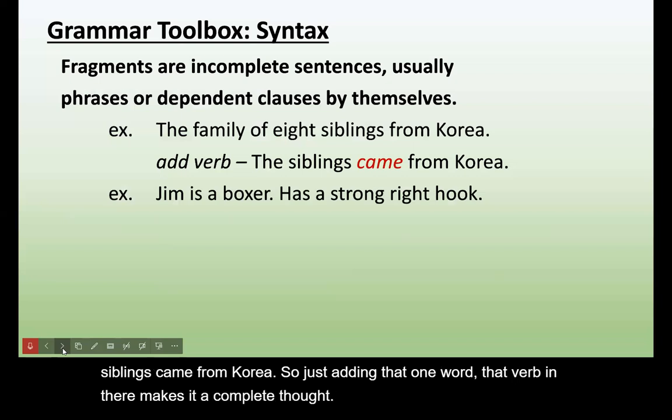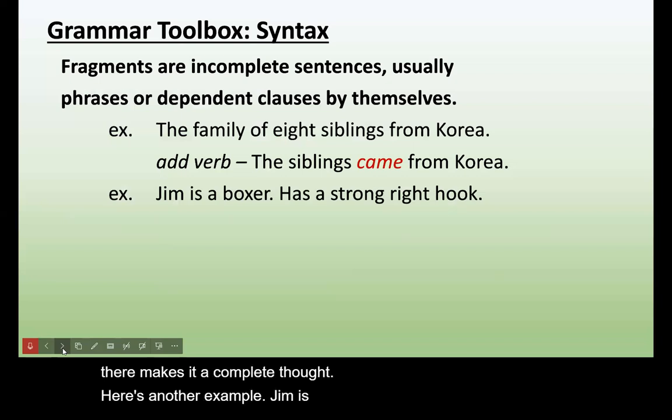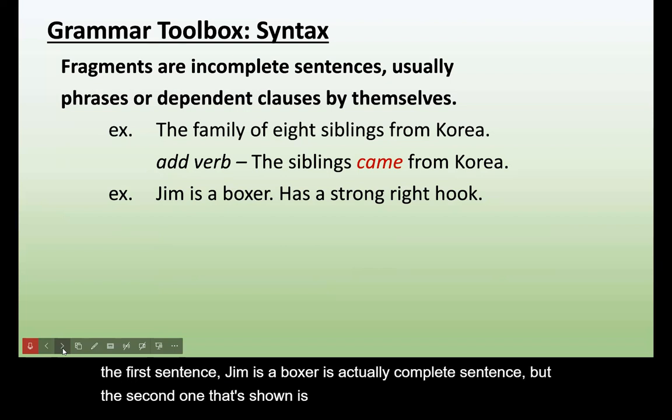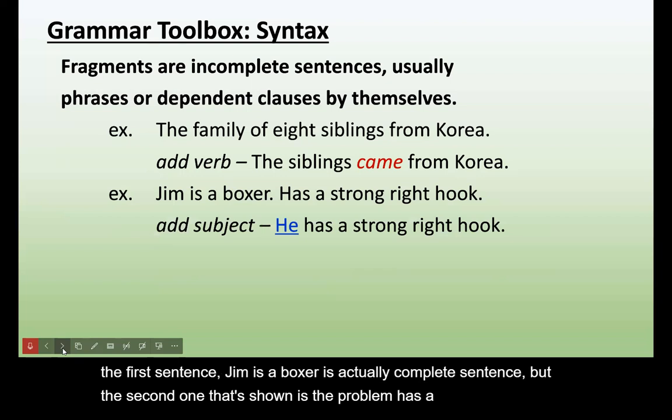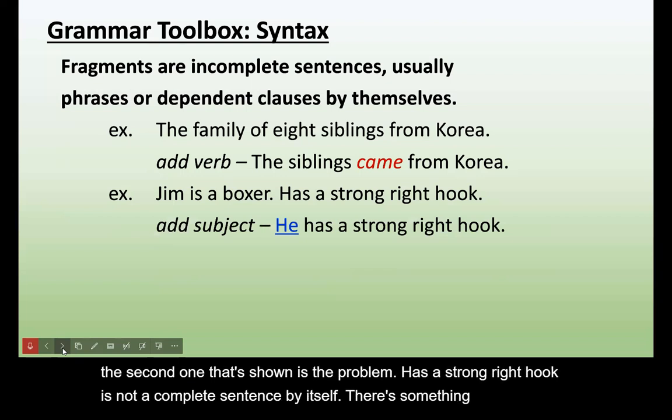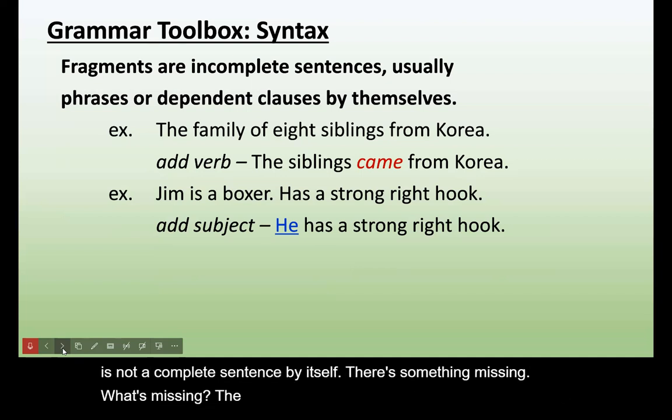Here's another example. Jim is a boxer, has a strong right hook. Well, the first sentence, Jim is a boxer, is actually a complete sentence. But the second one that's shown is the problem. Has a strong right hook is not a complete sentence by itself. There's something missing. What's missing? The subject. So you have to add the subject in.